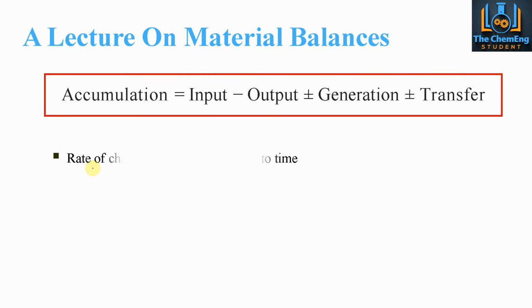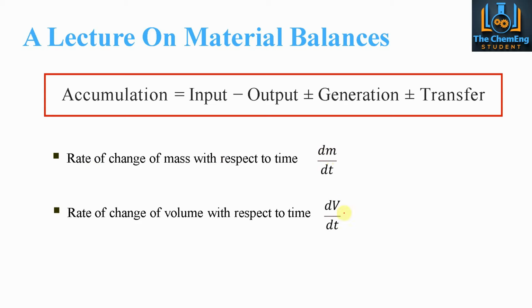So taking the accumulation, we can express accumulation in three different ways. Accumulation can be the rate of change of mass with respect to time. Now for the mathematicians and the beady-eyed chemical engineers, you will notice that these are differential equations. So this is where maths plays a part. So the rate of change of mass with respect to time can be expressed as dm over dt. We can also express this as a change in the volume with respect to time. So that would be dV by dt.